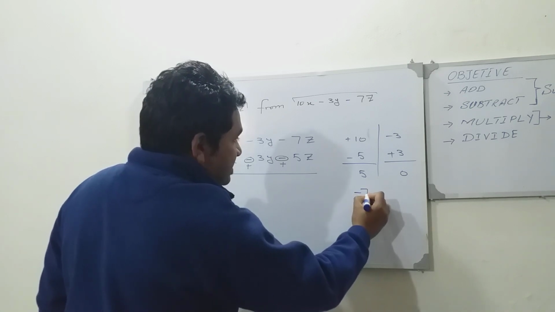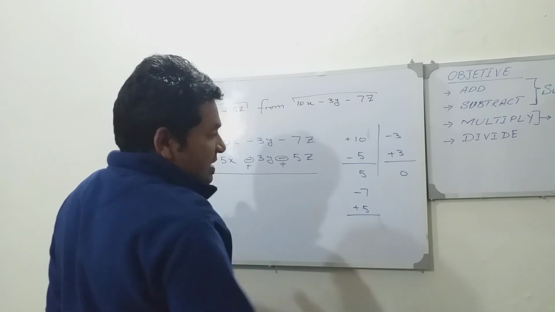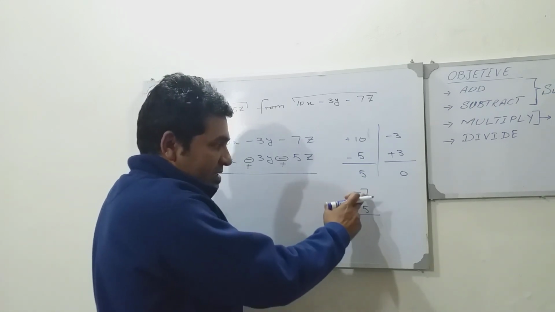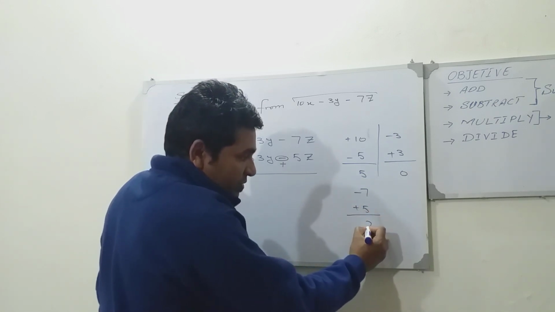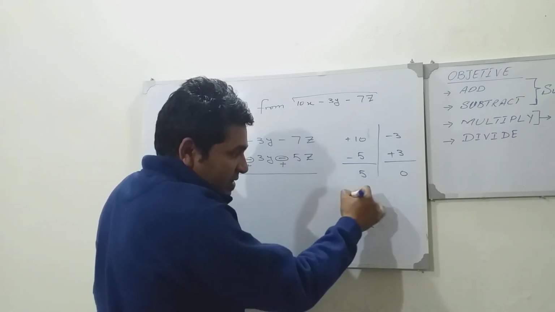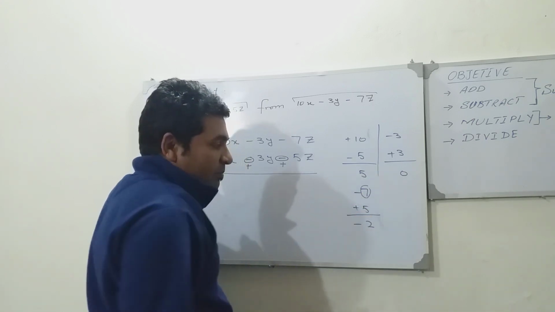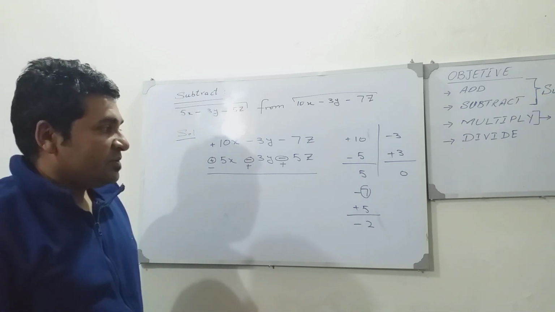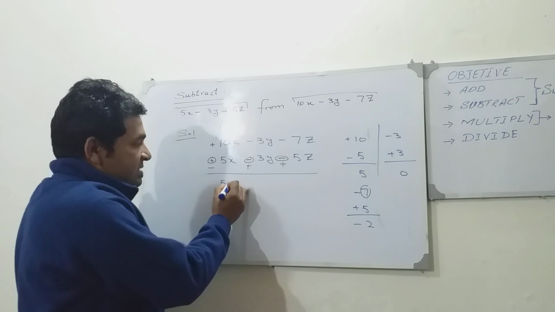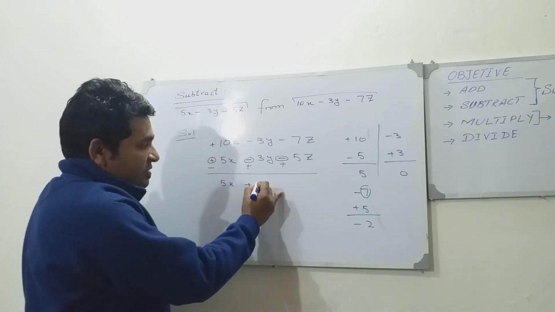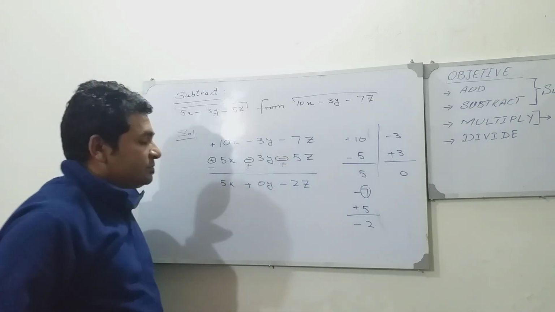And then minus 7 and plus 5, because the signs are opposite, we will subtract, 7 minus 5 is 2, and we will put the sign of the bigger value. This is 7, this is 5, so just write here minus sign, because that is the sign of the bigger value. So these answers we will write here. So it will be 5x plus 0y and minus 2z.